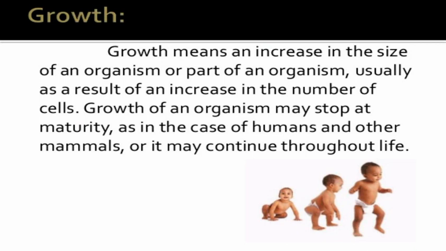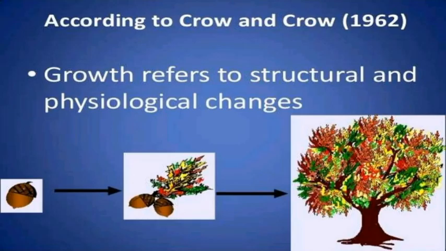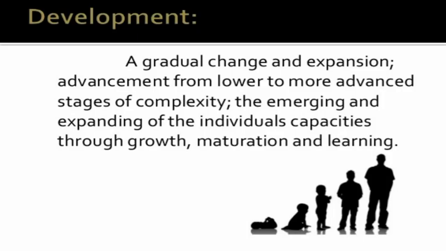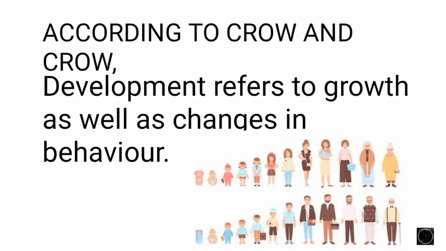So what is growth? It is related to the size of an organism or part of the organism, usually as a result of an increase in the number of cells. According to Crow and Crow, growth refers to structural and physiological changes. And what is development? Development is the expansion and advancement from a lower to a more advanced stage of complexity, the emerging and expanding of the individual's capacities through growth, maturation, and learning. According to Crow and Crow, development refers to growth as well as changes in behavior.